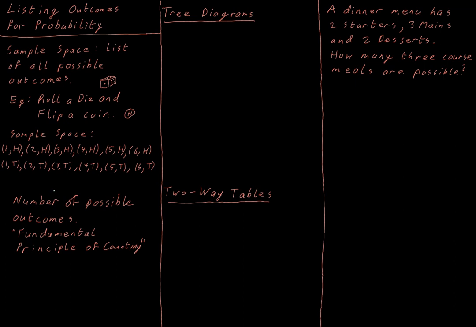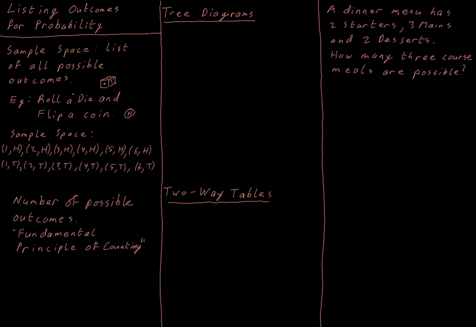Now, if we look at our sample space here and consider a follow-up question, what is the number of possible outcomes? Well, this is one outcome, this is a second outcome, this is a third outcome. So 1, 2, 3, 4, 5, 6, 7, 8, 9, 10, 11, 12. There are 12 possible outcomes. Is there a way that we could get that answer without having to write out the sample space?